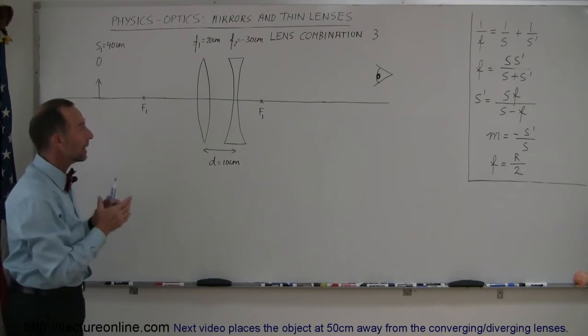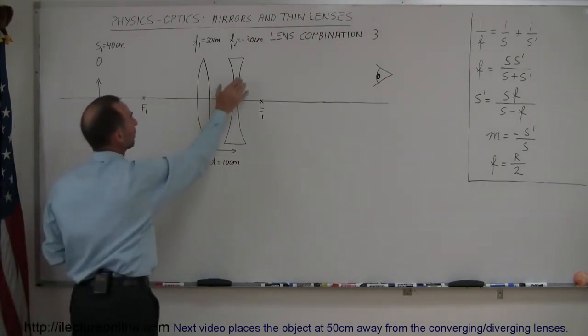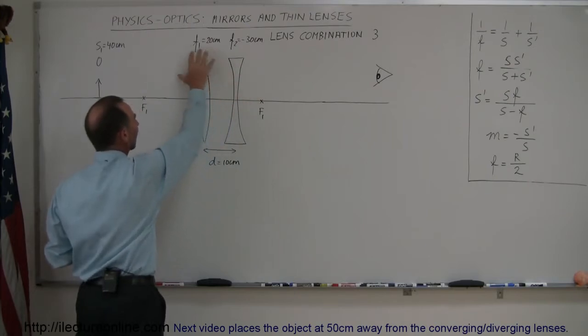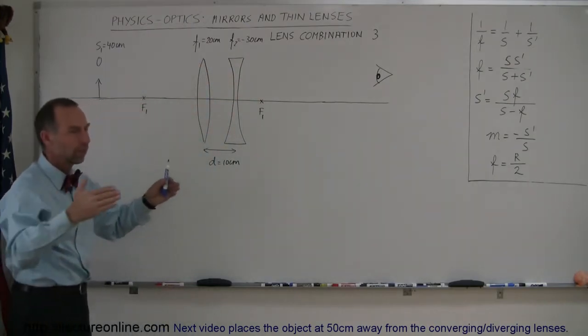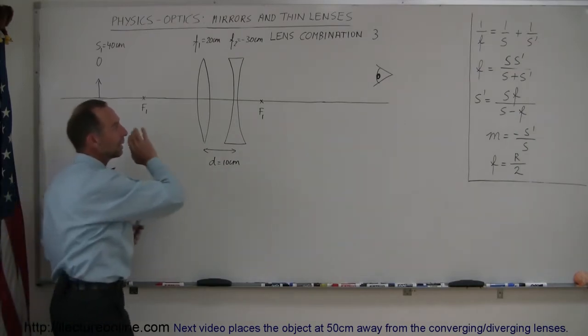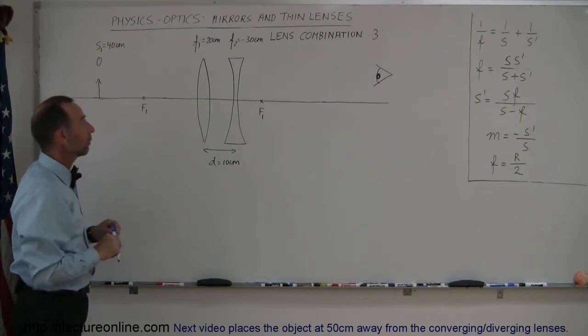The end result is, as a combination, the two lenses will still act like a converging lens, but the second lens, the diverging lens, will in a way dilute the strength of the first lens, which means that the rays will not converge as quickly, and the image will probably be formed farther away. So let's see if we're correct on that one.